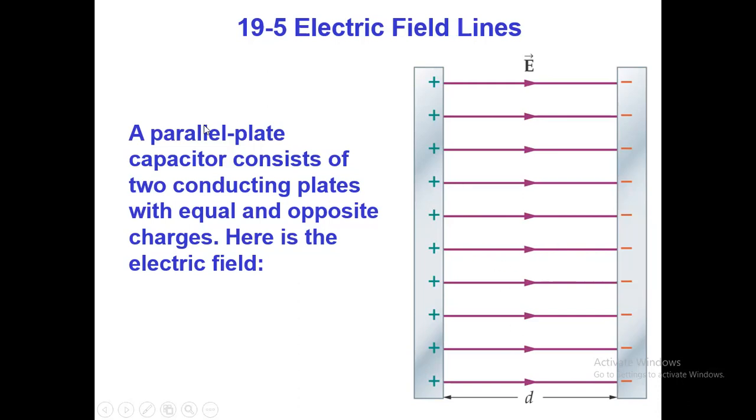A parallel plate capacitor consists of two conducting plates separated by a distance with a dielectric between them, and then capacitance is created between the plates. This is also a main concept of the capacitor, reflected by this figure or diagram. So a parallel plate capacitor consists of two conducting plates with equal and opposite charges. Here is the electric field produced in that particular region between the capacitor plates.